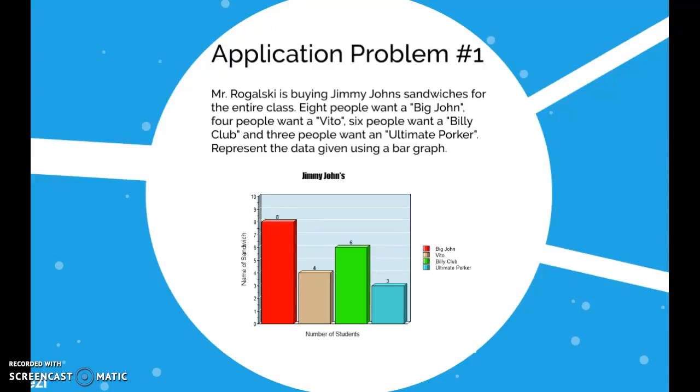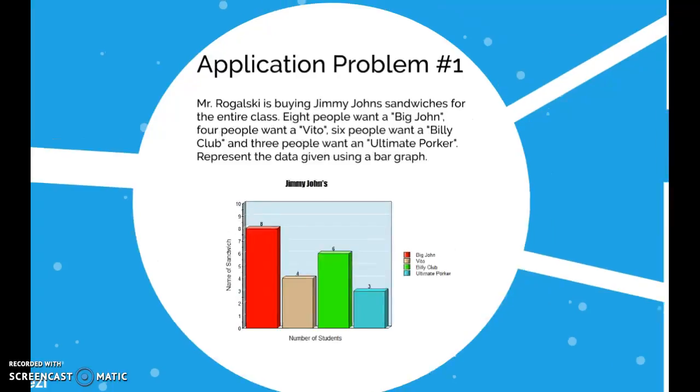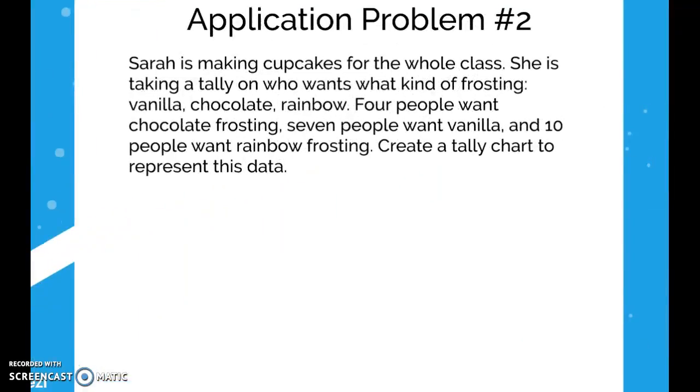And as you can see at the bottom, I have given the bar graph that I have created based on the data. Next, Sarah is making cupcakes for the whole class. She is taking a tally on who wants what kind of frosting. Now this should trigger your mind to realize that we're going to be making a tally chart.